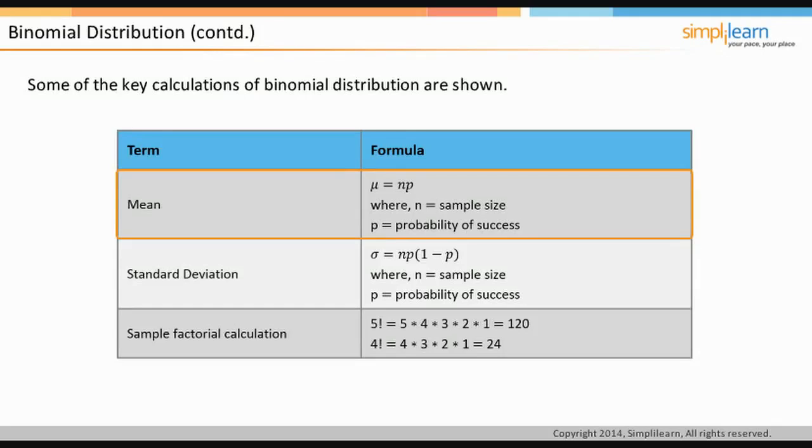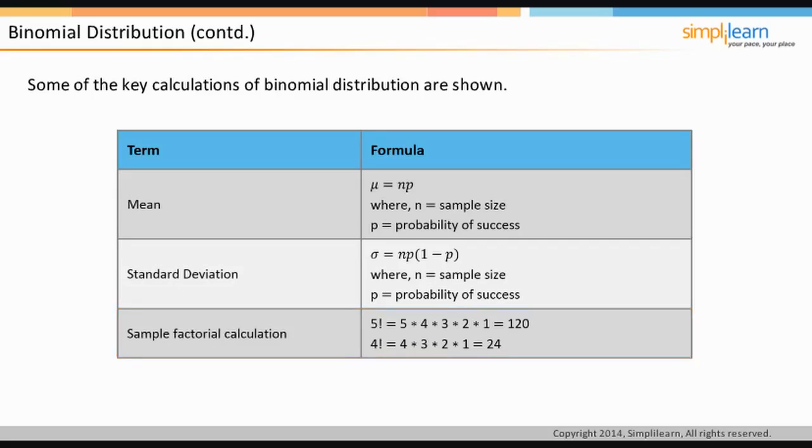The mean of a binomial distribution is denoted by mu and is given by n multiplied by p. The standard deviation of a binomial distribution is denoted by sigma, which is equal to the square root of n multiplied by p multiplied by 1 minus p. The method of calculating factorials, say factorial of 5, is the product of 5, 4, 3, 2, and 1, which is equal to 120. Similarly, factorial of 4 is the product of 4, 3, 2, and 1, which is equal to 24.